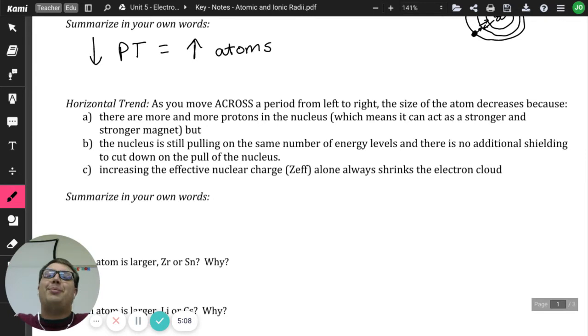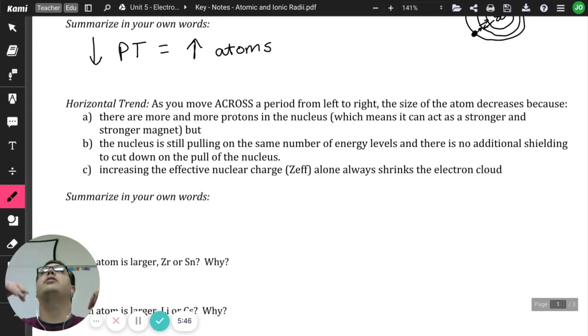The reason we have a smaller atom as we move across the periodic table is that those protons are going to be pulling harder on the electrons, all right? So there's going to be more pull on those electrons. And we call that pull Zeff, effective nuclear charge. So the more protons you have, the more pull from the nucleus, which means you have a higher Zeff, a greater amount of Zeff, effective nuclear charge. So more protons means more pull. That's essentially what we're talking about with that horizontal trend.